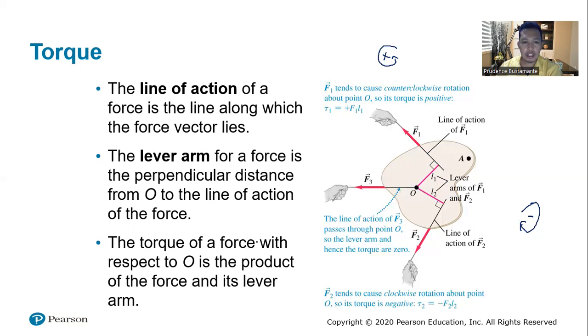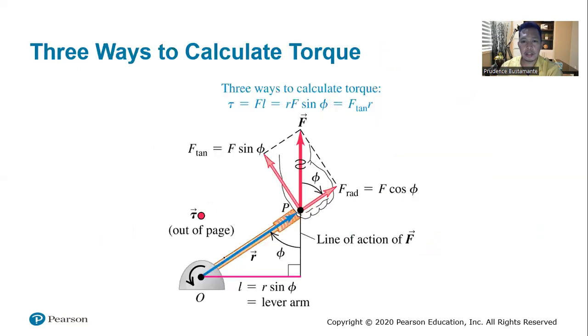The torque of a force with respect to O is just the product of the force and its lever arm. We have three ways to calculate this torque. Say, for example, this is the axis of rotation. This arm here can rotate about this axis of rotation, and this is the force being applied.